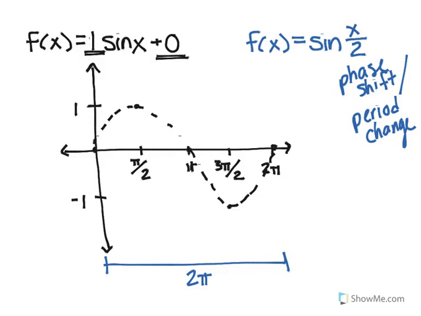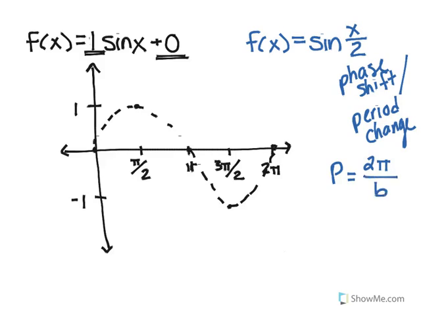And we have a formula that helps us determine whether that happens or not, or how that happens. And the formula is this. It says that to get the new period, you take 2 pi, because that's what our parent function is, and you divide it by b. Well, what's b?